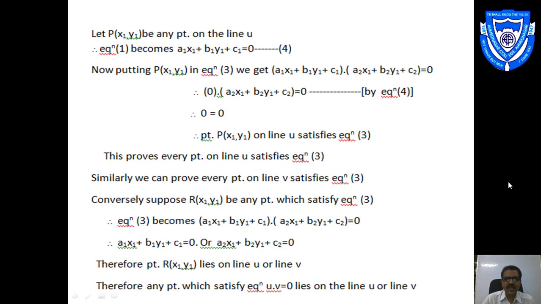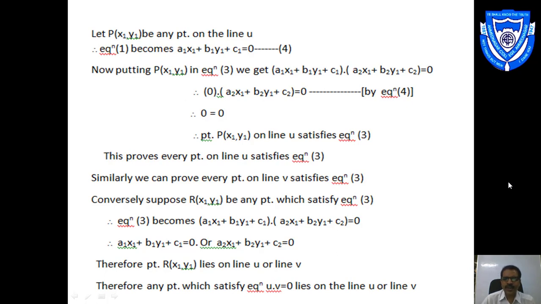Now since every point on line U satisfies equation 3, and every point on line V satisfies equation 3, every point which belongs to the union set L1 union L2 also satisfies equation 3. So here half of the proof is completed. Now let us move to the converse part.